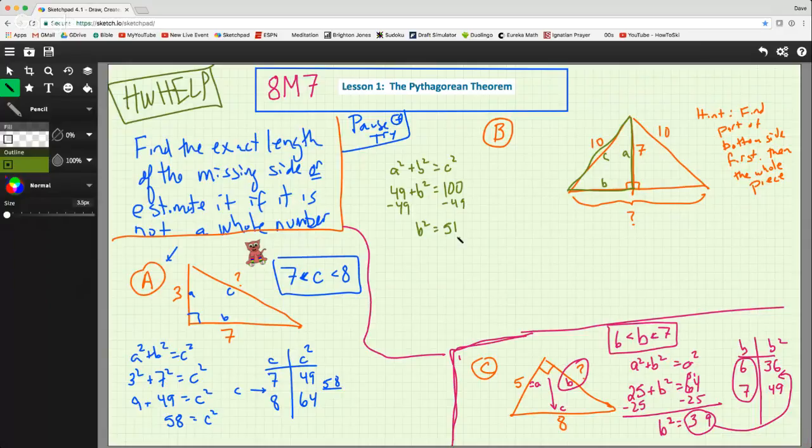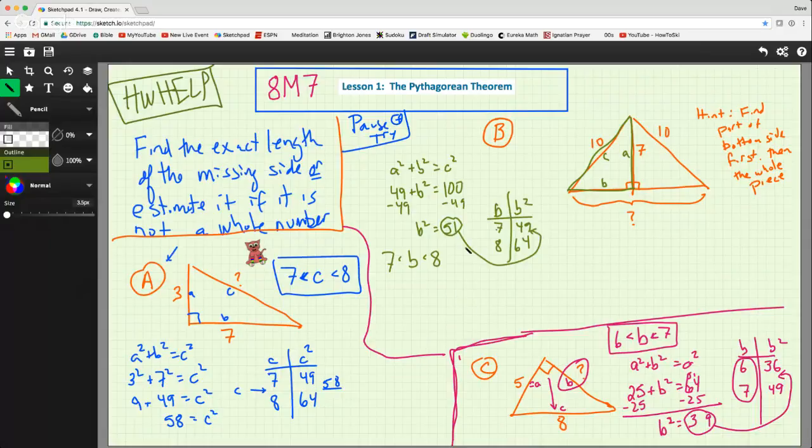Good. Okay, so now I know B squared, let's do our little chart. What's a square number that's a little less than 51? That would be 49. So B would be 7 if it was 49, and greater than that is 8, 64. So 51 goes between there. So I know that B is between 7 and 8.